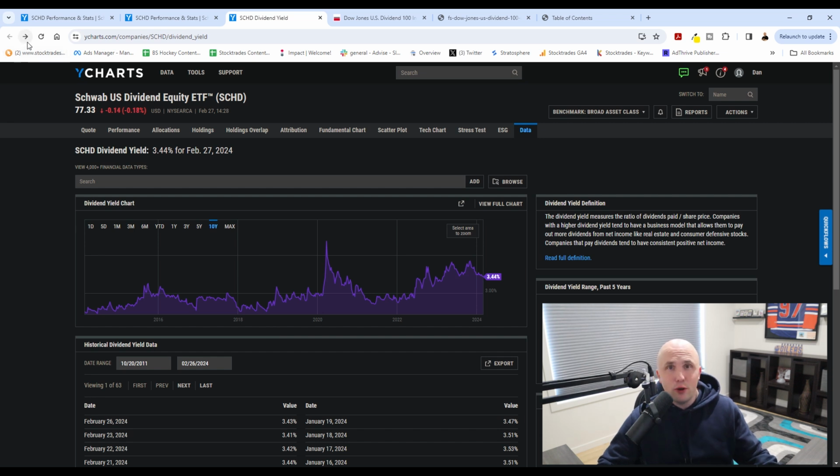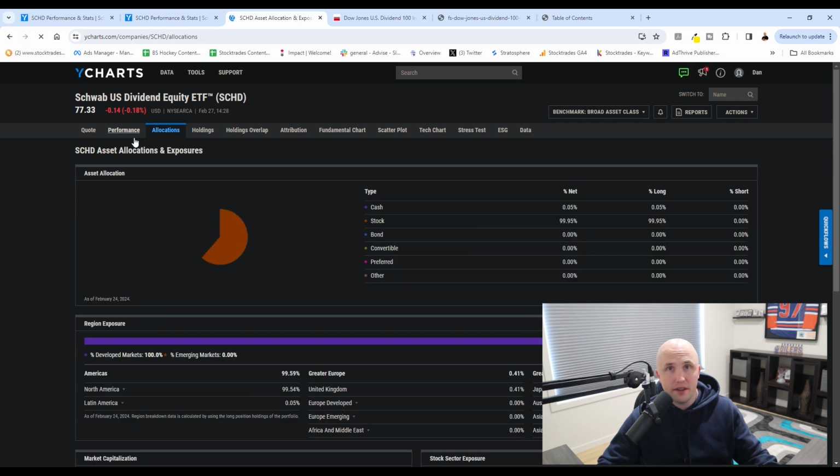So when we look to the allocation of this fund, we can see that it is 99% US. This is a pure play American ETF, US markets. It is also an all stock ETF.